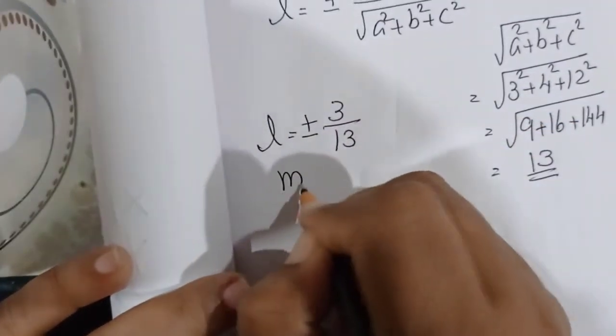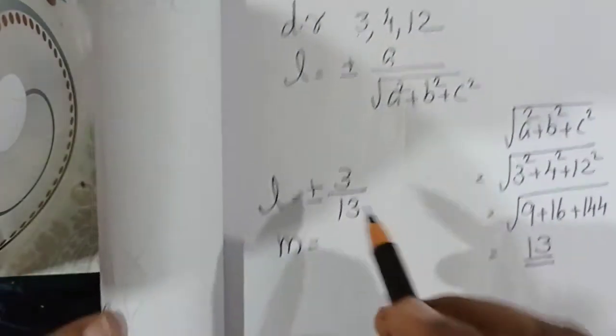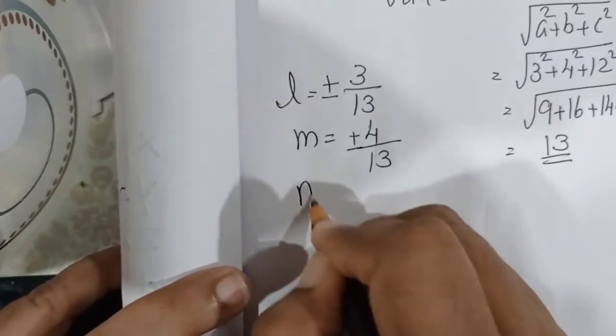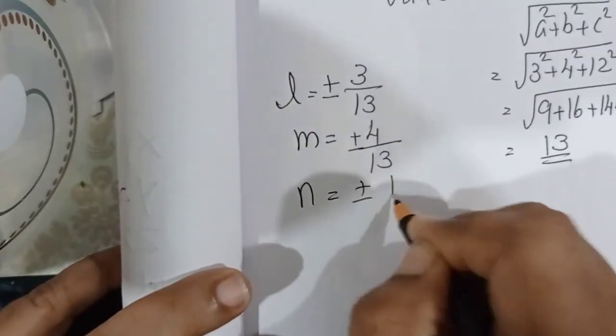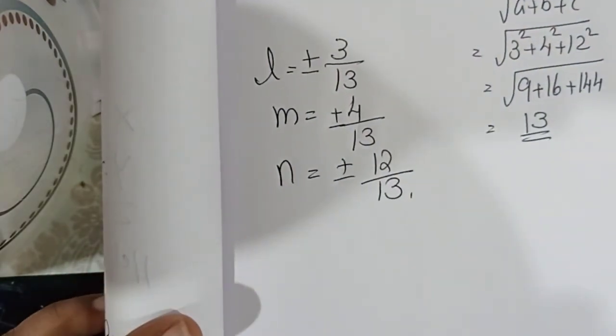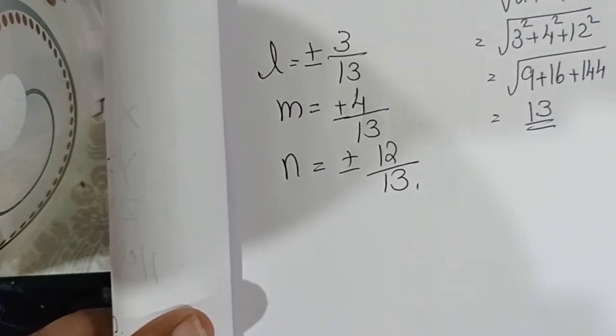And M is equal to, look at the board, M is equal to 4 by 13, plus or minus 4 by 13. And N is equal to plus or minus 12 by 13. Okay.